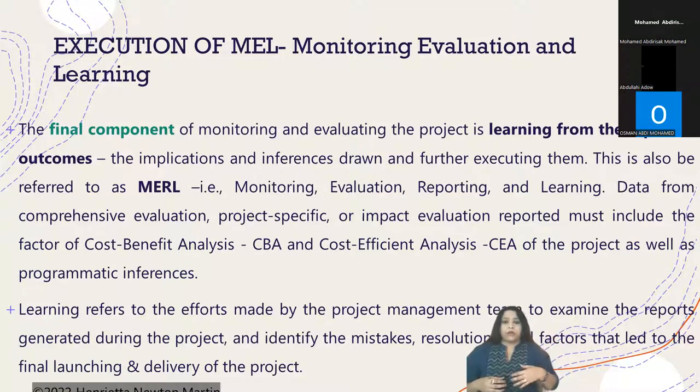As we learned the process in the past classes, we have seen how it is independent, yet it is interdependent, and there is a need for integrating all the processes together to come up with a particular learning outcome. So the final outcome of monitoring and evaluating the project is learning from reported outcomes. It can be abbreviated as MERL, monitoring, evaluation, reporting, and learning. It can also be called MEAL, monitoring, evaluation, accountability and analysis, and learning, with A for accountability and analysis.